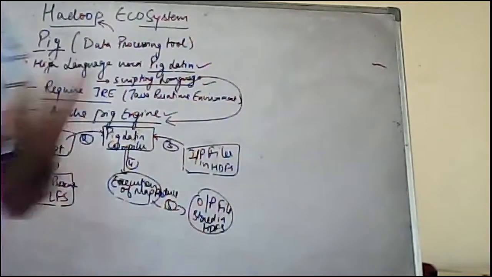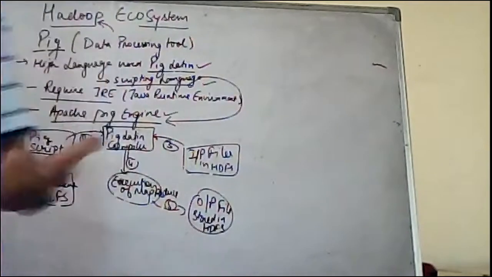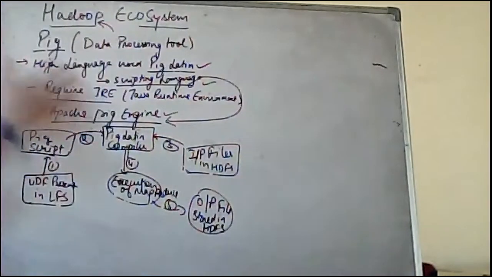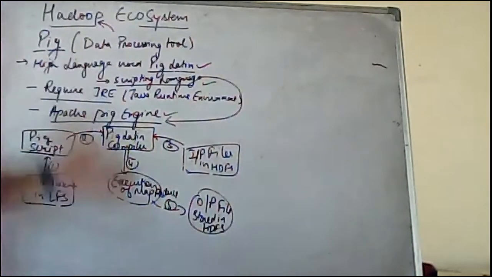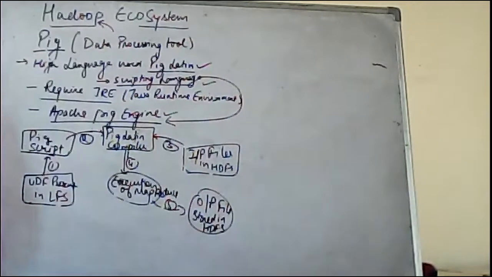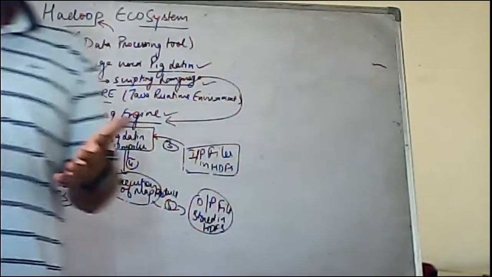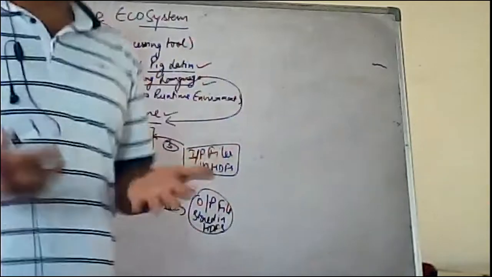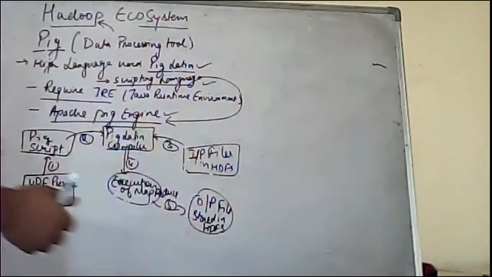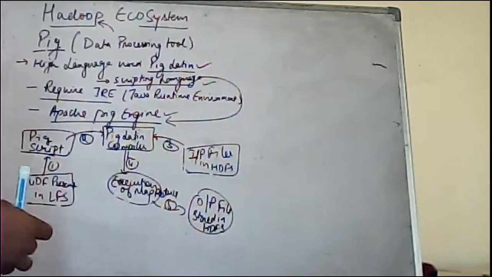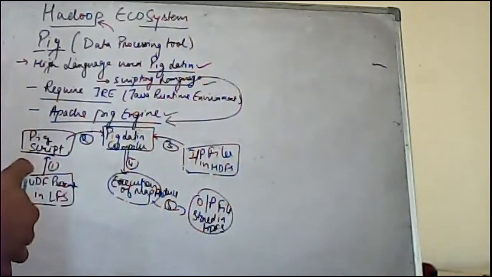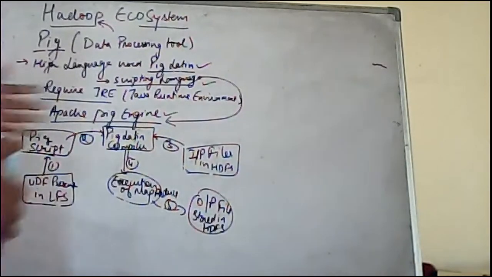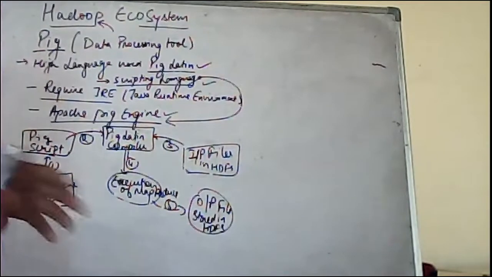HDFS is used for storing your data. In your HDFS, there is structured data, there is unstructured data, and there is also semi-structured data. And this is the technique for all computation, to store your data, unstructured or structured.